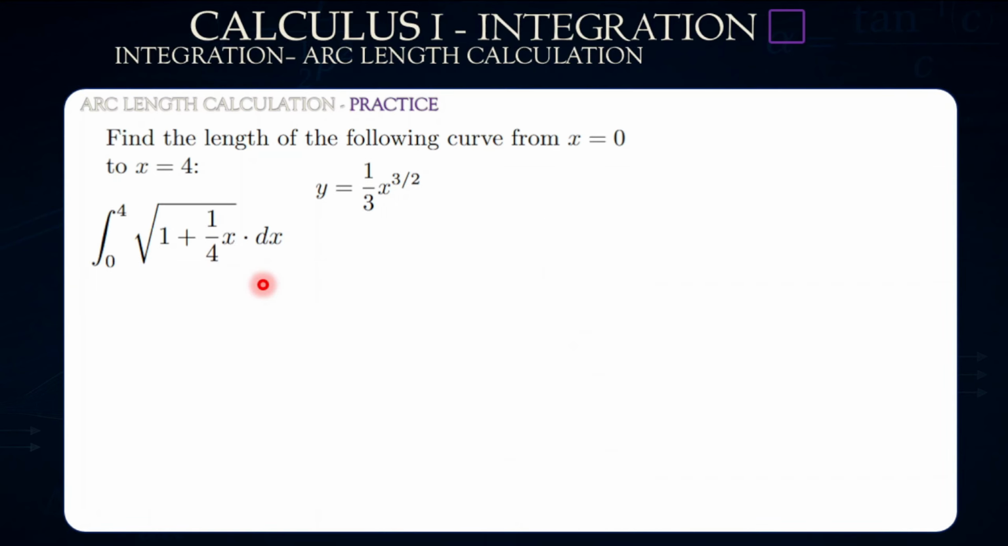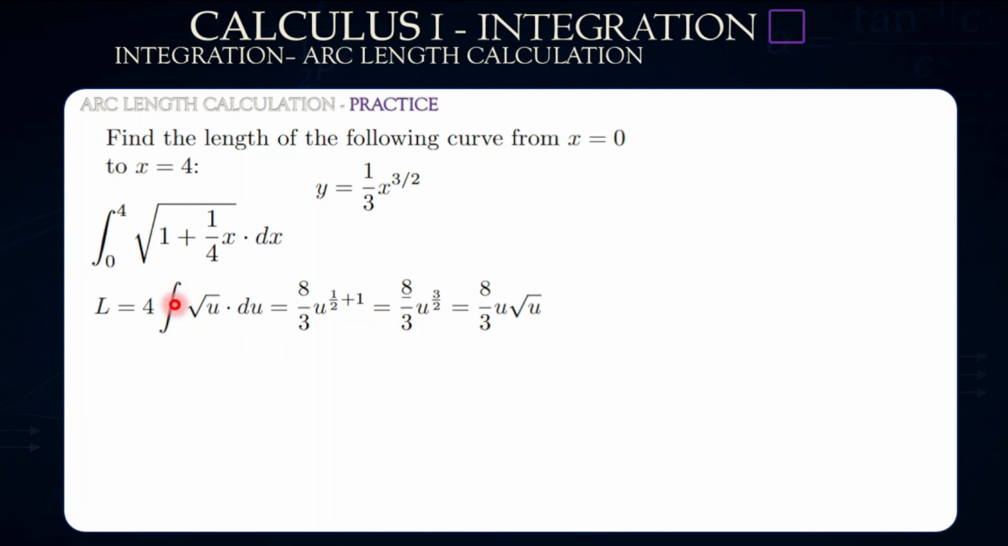If we consider u as being 1 plus 1/4 x, then du becomes 1/4 dx. This cancels out, so dx is 4 du. Then by replacement, L becomes 4 times the integral of square root of u du, where 4 we move to the outside, which is equal to u to the power of 1/2 becomes u to the power of 3 divided by 2 times 2/3 from the outside.